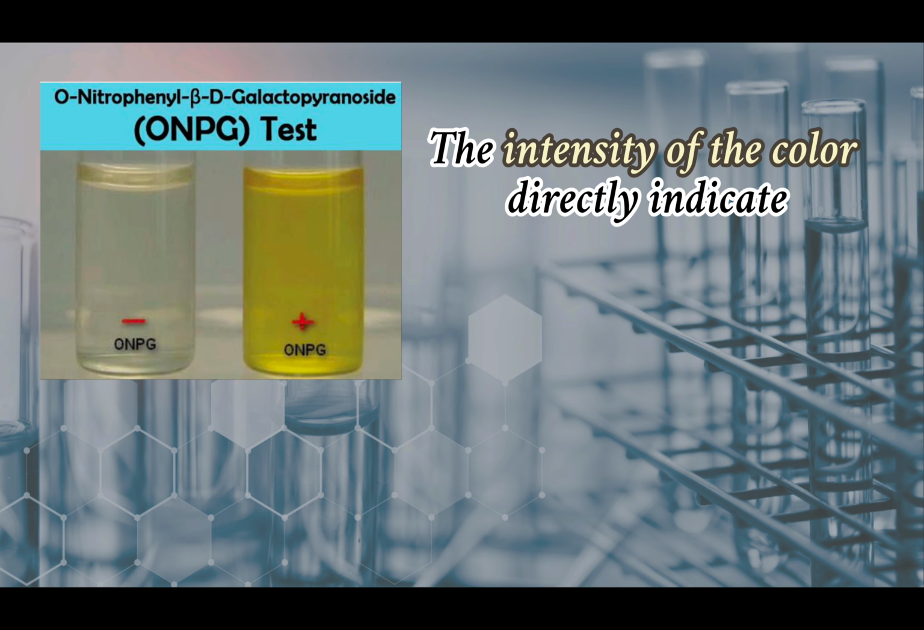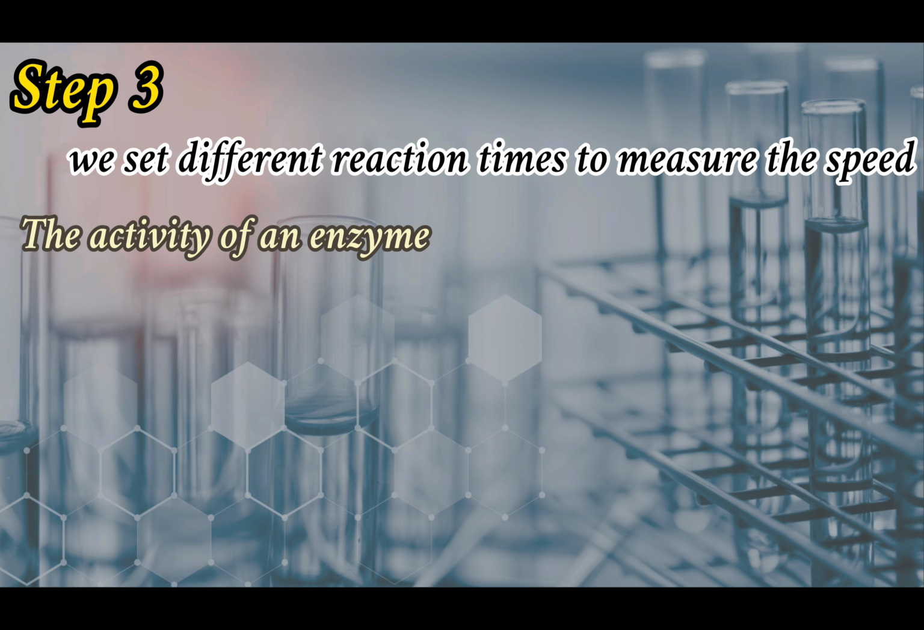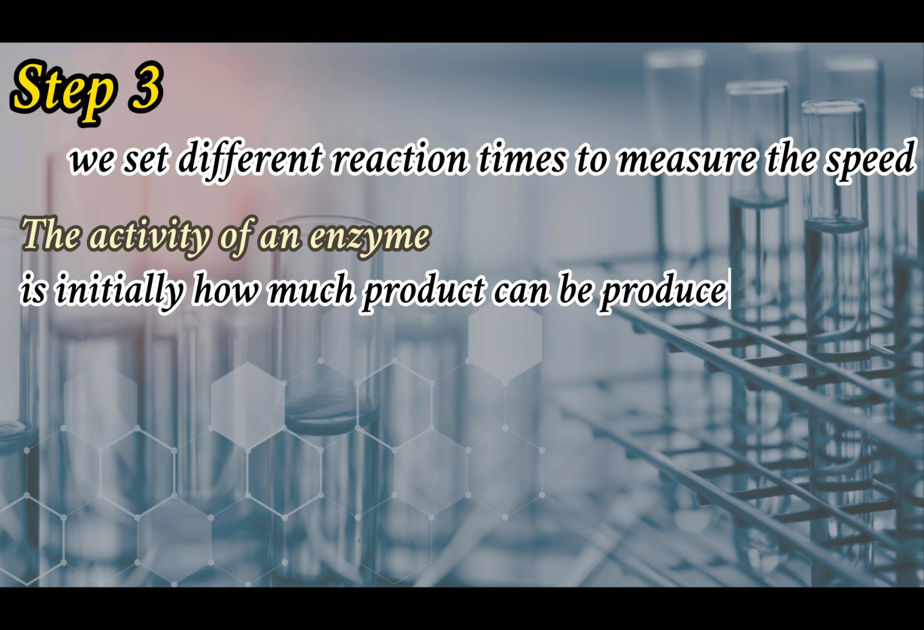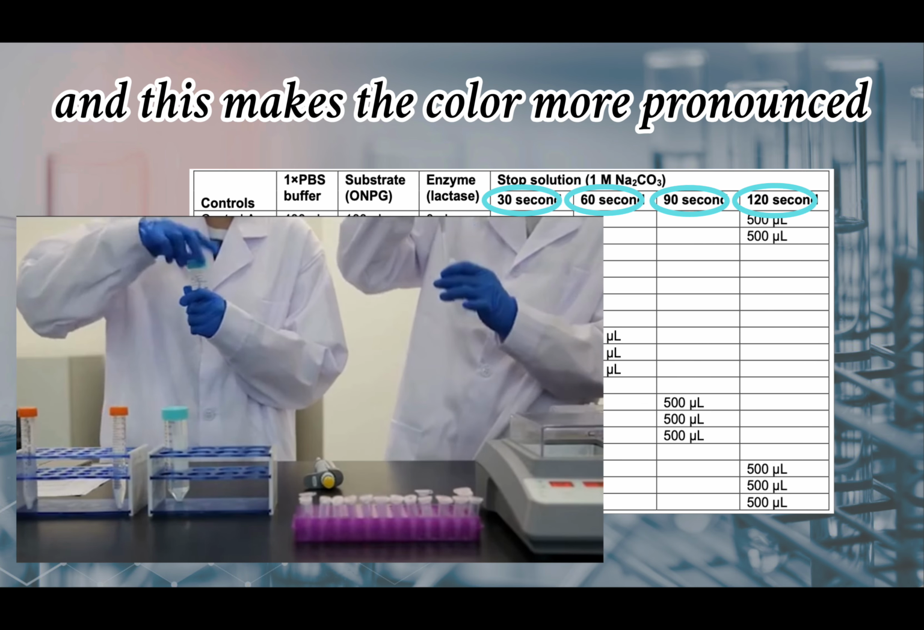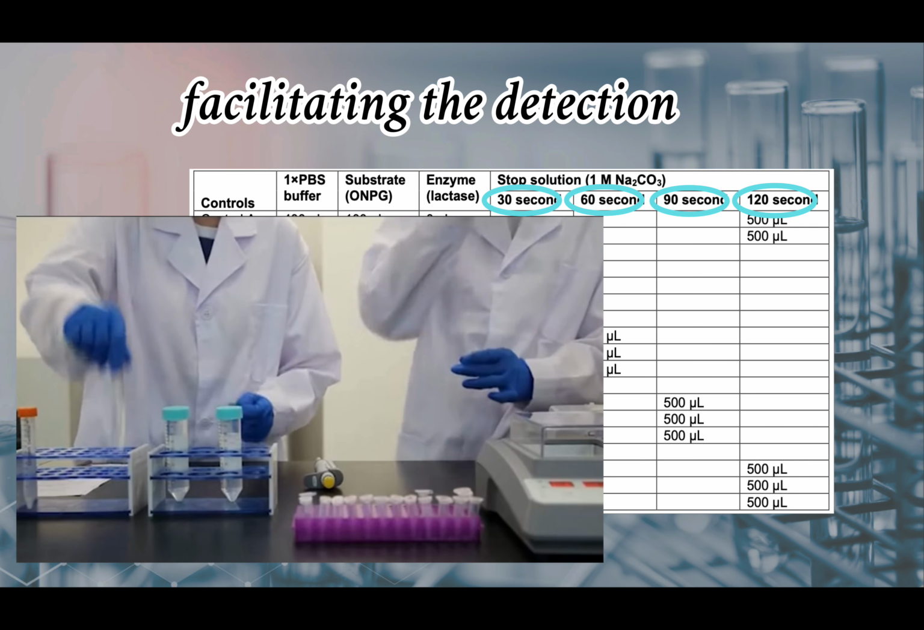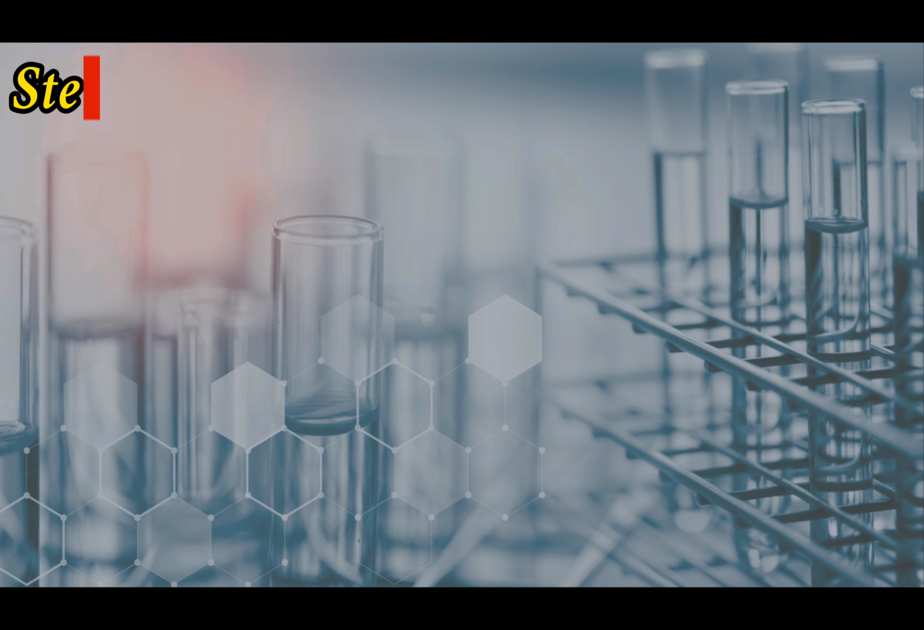For step 3, we set different reaction times to measure the speed. The activity of an enzyme is basically how much product can be produced in a unit of time. Therefore, we prepared 4 identical reaction systems and terminated the reaction at 4 different times. At each time point, we add sodium carbonate to immediately terminate the reaction, and this makes the color more pronounced, facilitating the detection.